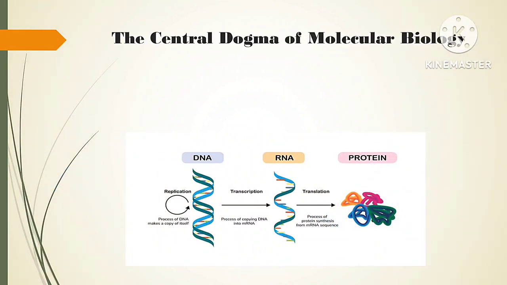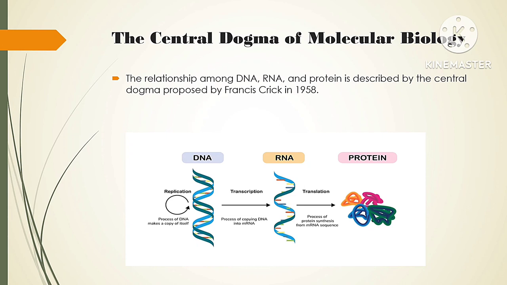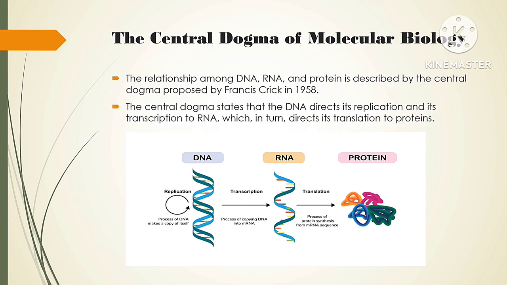The central dogma of molecular biology. The relationship among DNA, RNA, and protein is described by the central dogma proposed by Francis Crick in 1958. The central dogma states that the DNA directs its replication and its transcription to RNA, which, in turn, directs its translation to proteins.